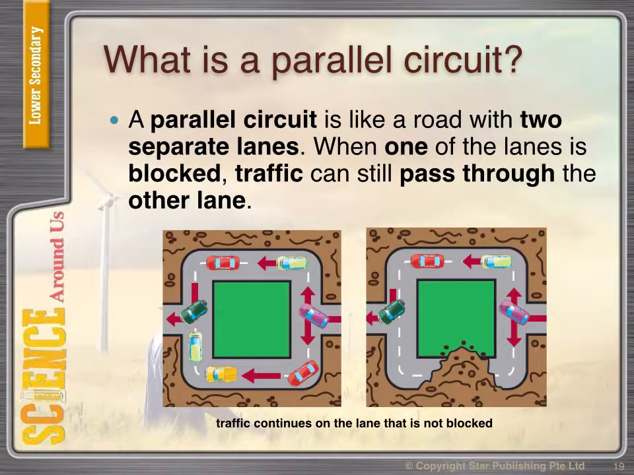So what exactly is a parallel circuit? A parallel circuit is like a road with two separate lanes. When one of the lanes is blocked, traffic can still pass through the other lane. That you can see on the diagram. The left one is very smooth because the two lanes are open, but on the right there's an obstacle, so the car can only move through the top part.